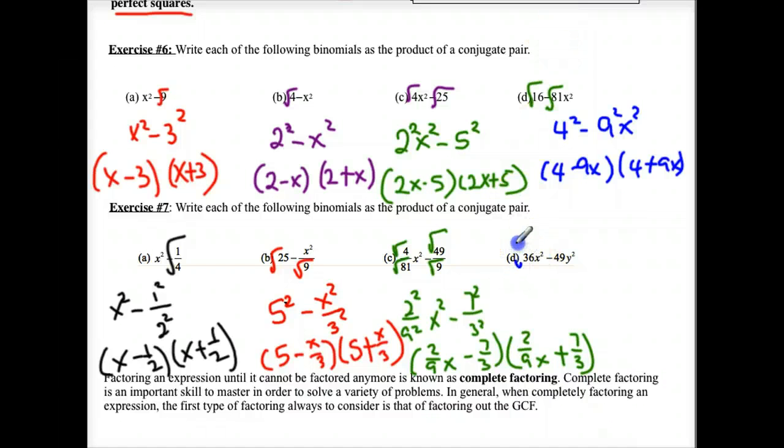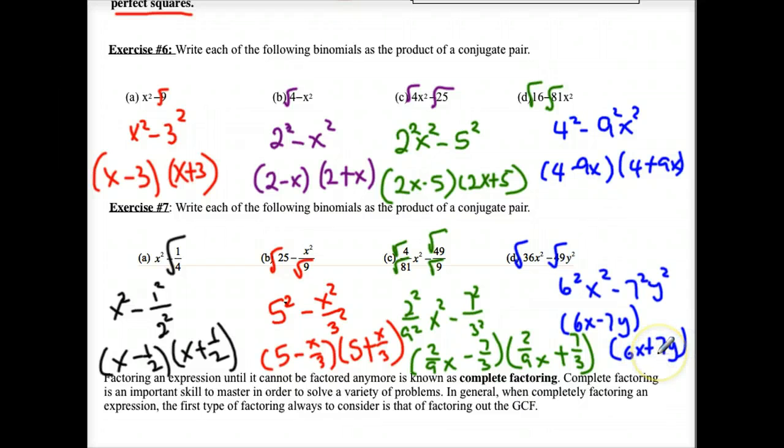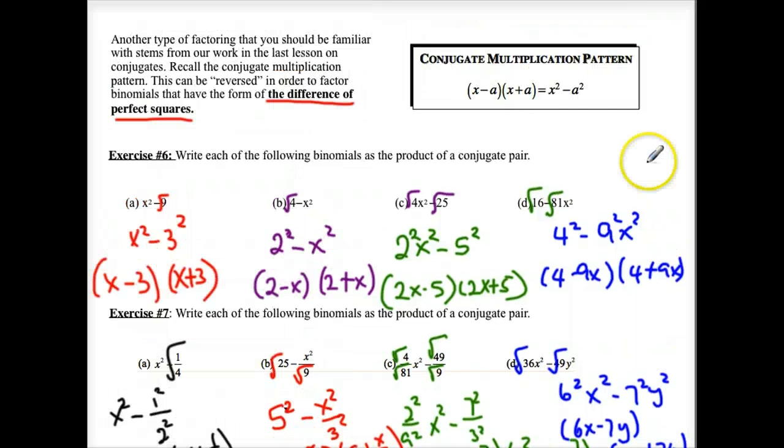And then the last one we're going to do is take the square root of these ones. 6 squared x squared minus 7 squared y squared. So we have 6x minus 7y and 6x plus 7y. Okay, so you have to remember this is your key thing when you're doing a conjugate multiplication.